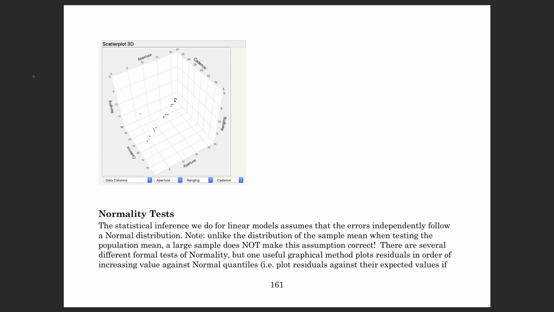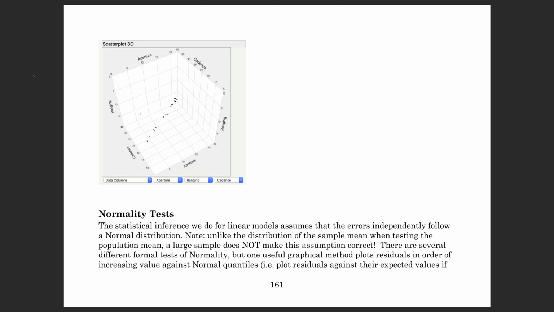Now, one thing that people often don't understand, when we're just looking at how well the sample mean predicts the population mean, one of the nice things is if we have a big enough sample, the sample mean approximately follows a normal distribution, meaning as long as the sample's big enough, we don't need to worry too much what the original distribution was. However, with linear models, a large sample doesn't make the assumption correct. So it still matters what was the distribution of the random errors.